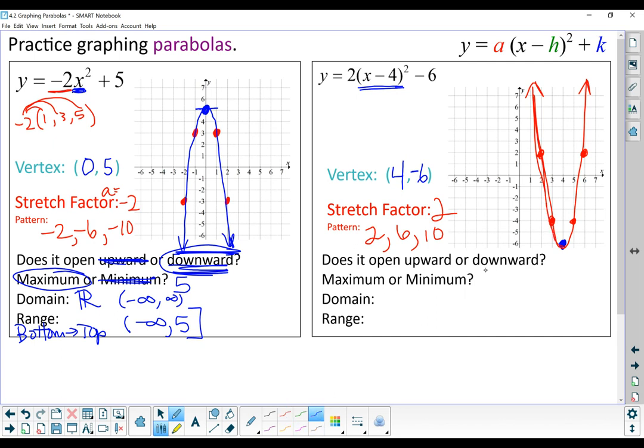And so we have a parabola that is opening upward. And so it has a minimum of -6. That's the lowest value.